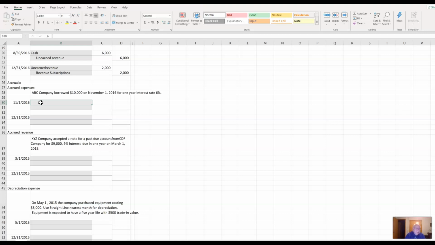So ABC Company borrowed $10,000 on November 1st for 1 year, interest rate 6%. Okay. So we would do cash for $10,000. Since we borrowed, it'd be notes payable.